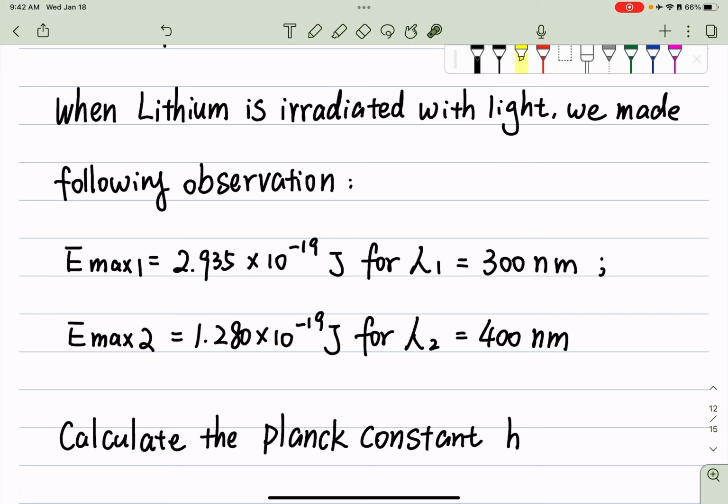And when you increase the wavelength of the light being used to 400 nanometer, the electron is ejected with smaller kinetic energy, which in this case is 1.280 times 10 to the negative 19 joule. I didn't ask you here, but you can think about it. Why, when you have longer wavelengths, does the photoelectron being ejected have smaller kinetic energy? Just a take-home thought, right? You could well be asked about that in your discussion worksheet or your exam. But this question asks you to calculate the Planck constant h.